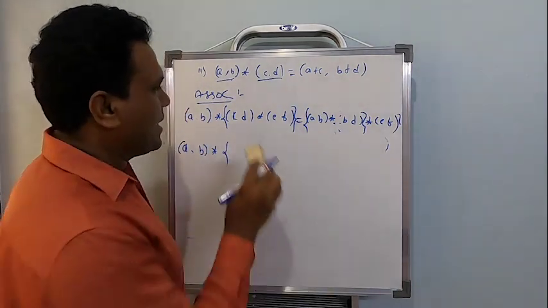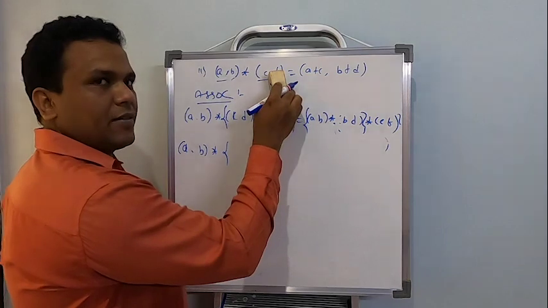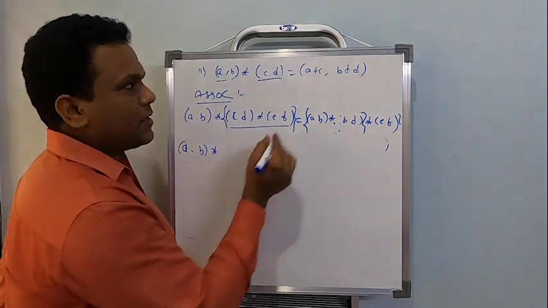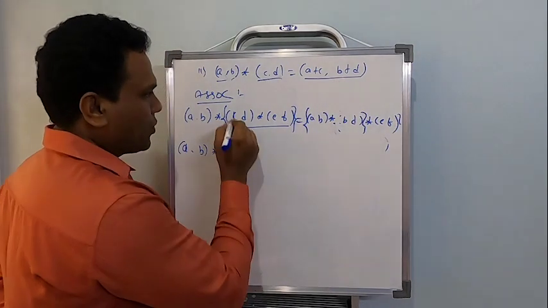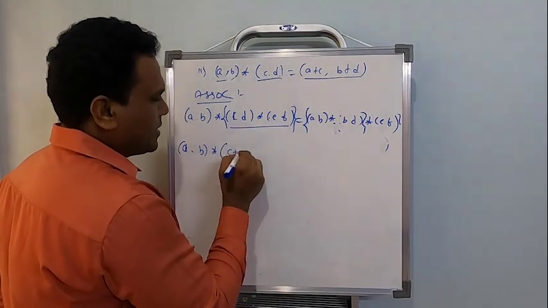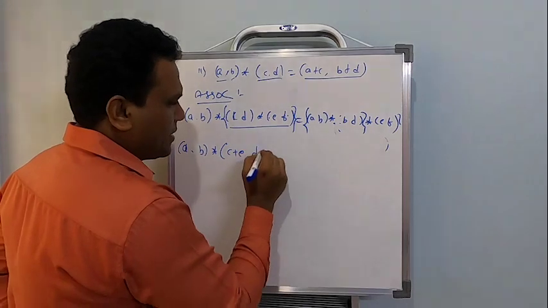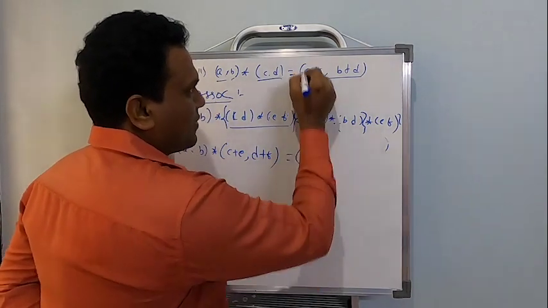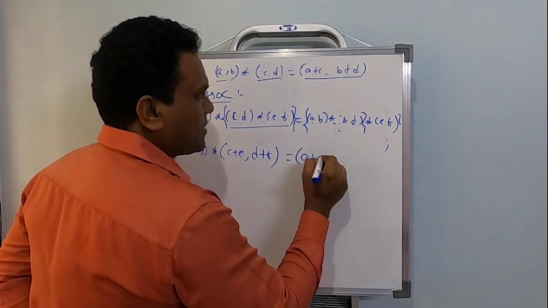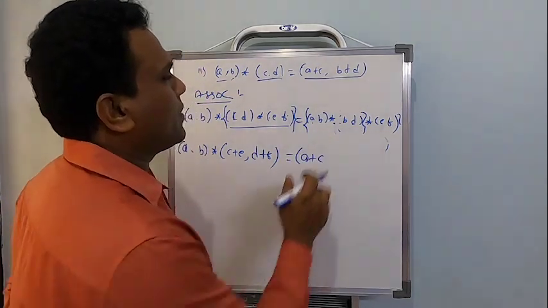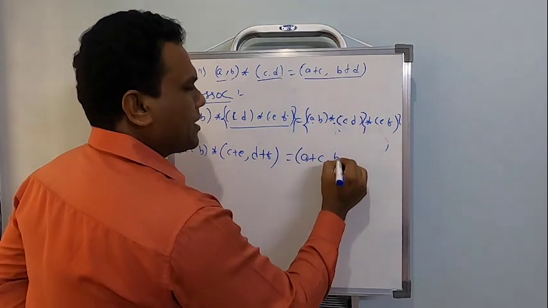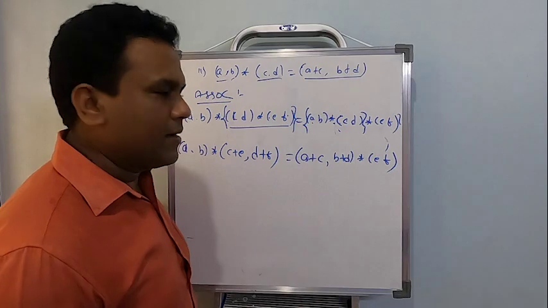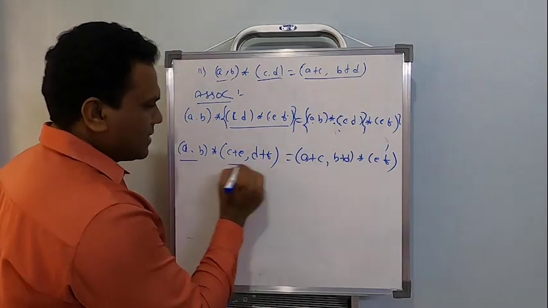Now this is just like A, whatever it's been given, correct? According to the definition, these two elements should be written in this form: add the first elements, C plus E, comma, add the second elements, D plus F. Now here also apply the definition which is given like this. So (A plus C, B plus D) star (E, F), correct? Now once again this is just like A, this is just like B.